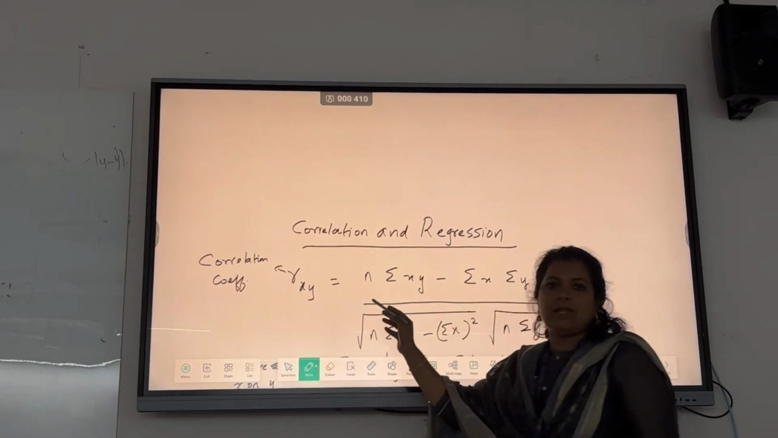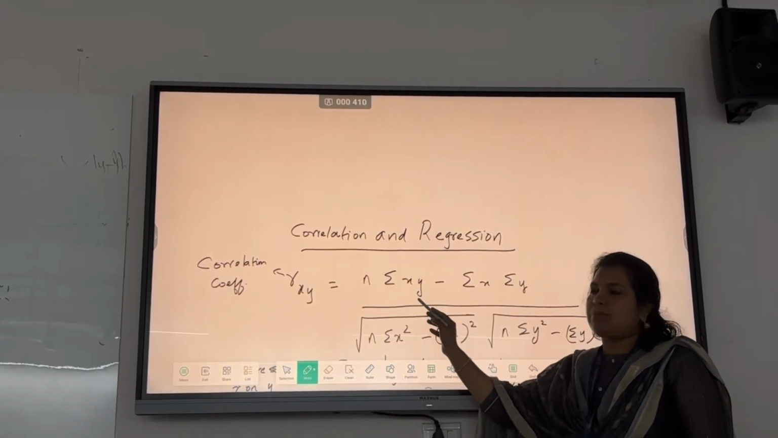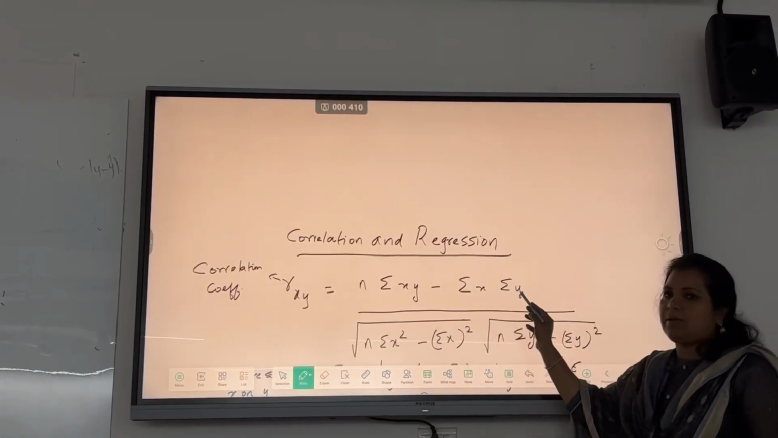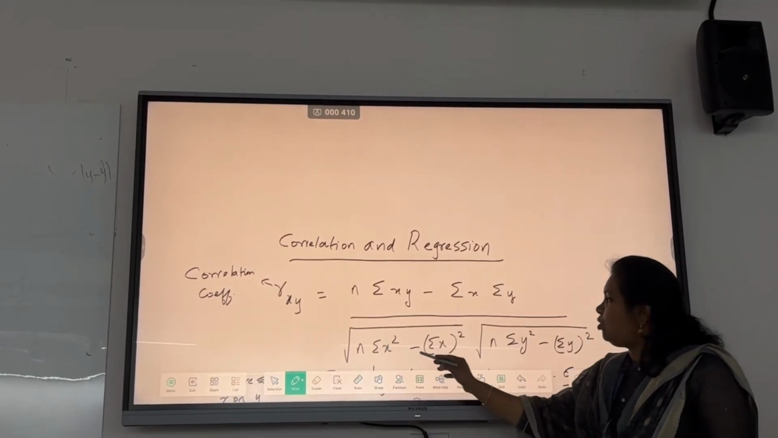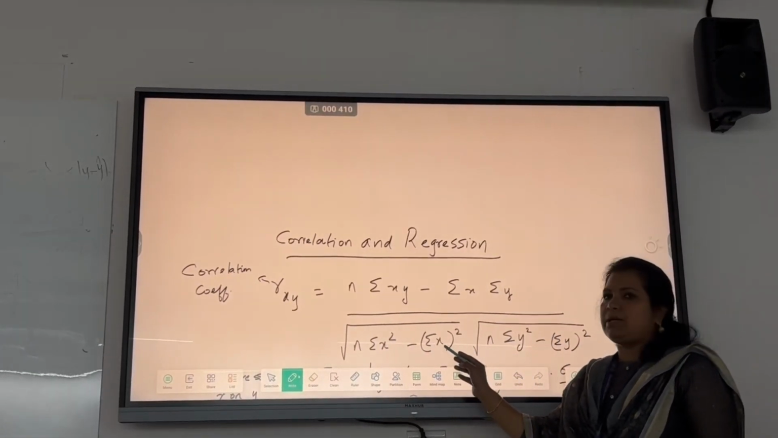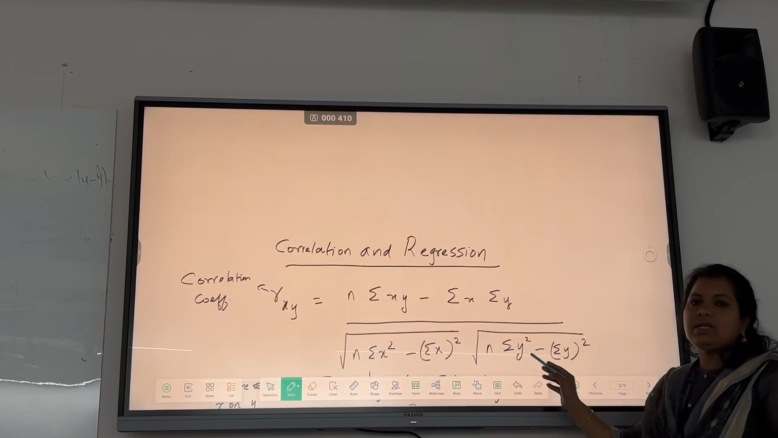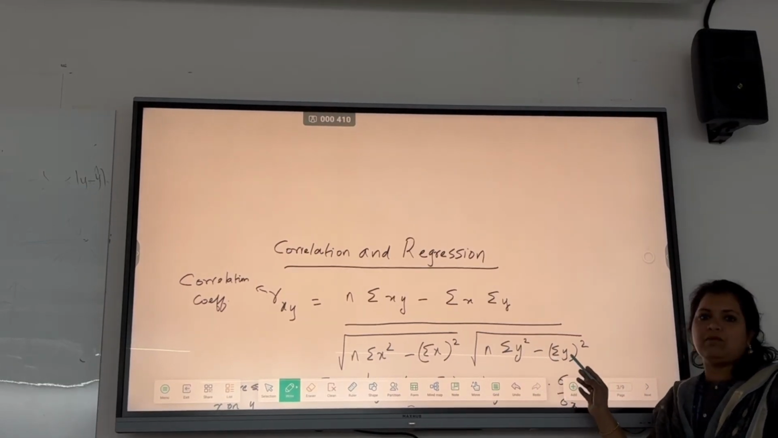So R of x comma y equal to n sigma xy minus sigma x sigma y divided by root of n sigma x square minus sigma x the whole square into n sigma y square minus sigma y the whole square.